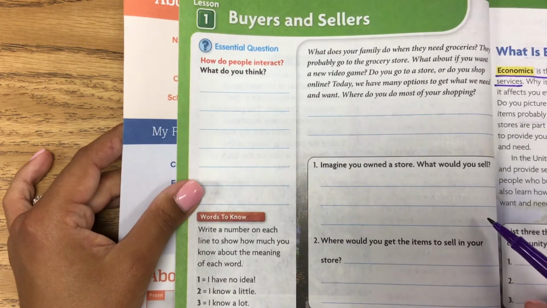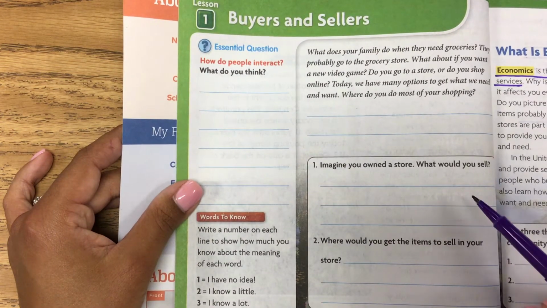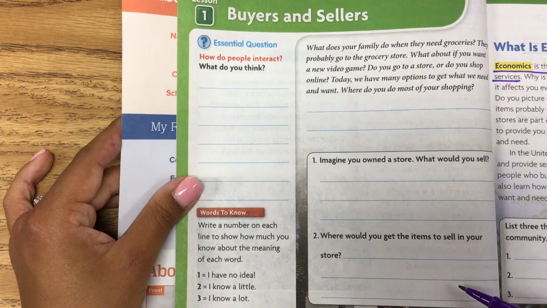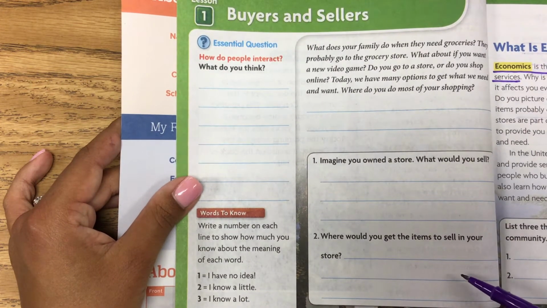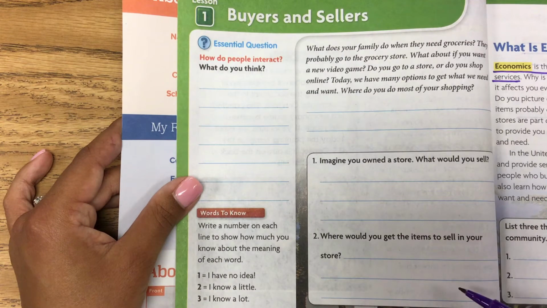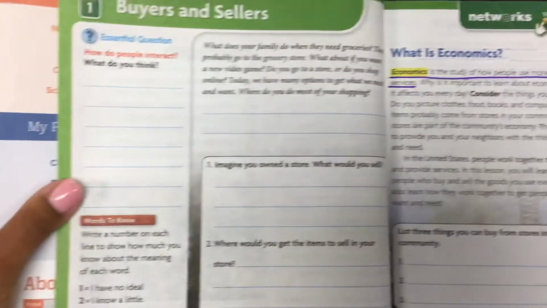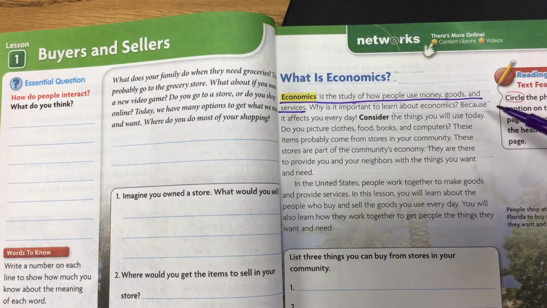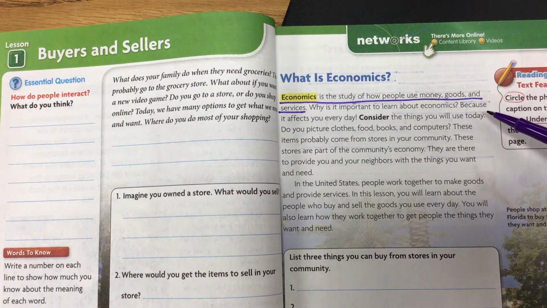Imagine you owned a store. What are some things that you would sell? Number 2 says, where would you get the items to sell in your store? What is economics? Economics is the study of how people use money, goods, and services. Why is it important to learn about economics? Because it affects you every day.